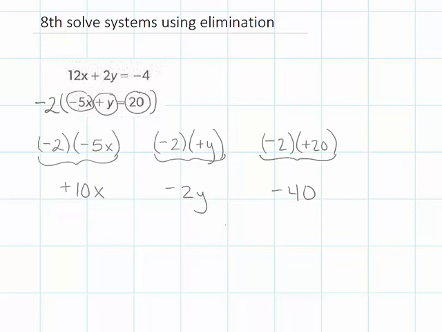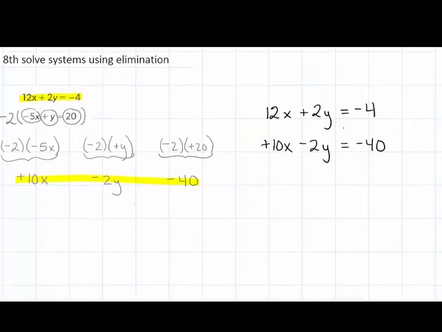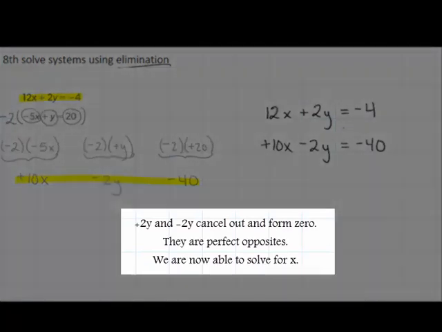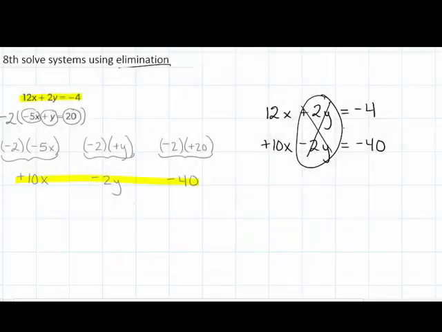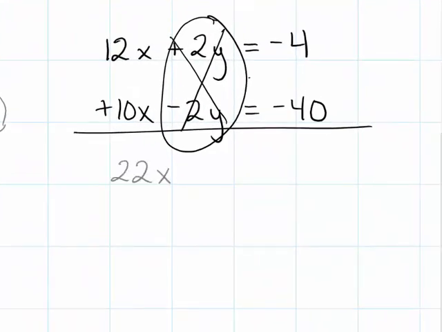I'm going to take my original equation above it and rewrite it with my new equation to the side. Okay, we can now use the elimination piece. We can eliminate the y's. Positive 2y and negative 2y would cancel each other out. And we can combine the other terms. 12x and 10x is going to give me 22x's.